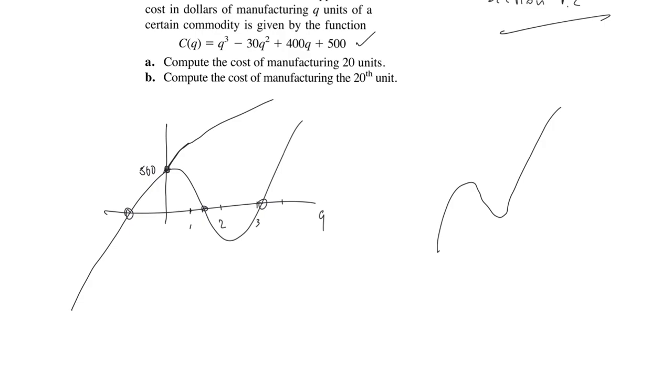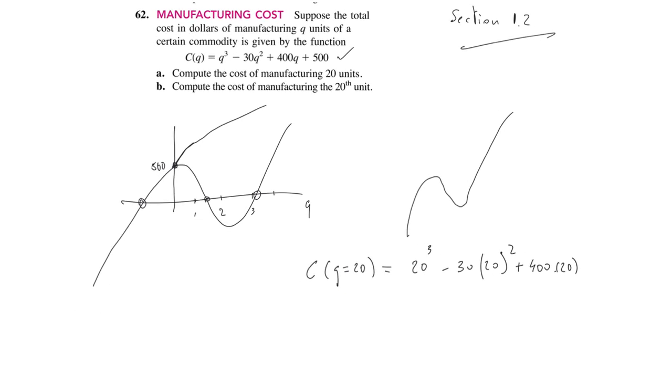What is the cost of manufacturing 20 units? Well, this is the cost of manufacturing Q equal 20. What will be this cost? It will be Q cubed: 20 cubed minus 30 times Q squared, 20 squared, plus 400 times Q, 20, plus 500. And this cost is in dollars. So you spend this amount of money to produce 20 units.